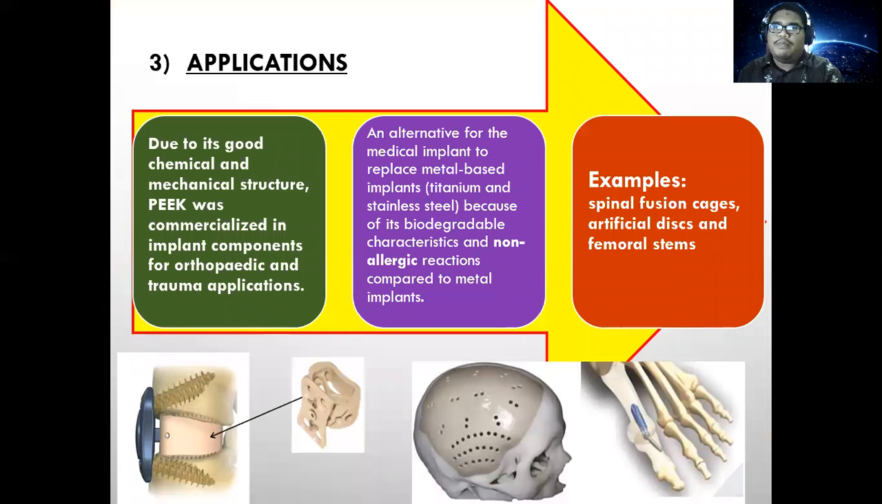The applications of PEEK. Due to its good chemical and mechanical structure, PEEK was commercialized in implant components for orthopedic and trauma applications. It is an alternative for medical implants to replace metal-based implants such as titanium and stainless steels because of its biodegradable characteristics and non-allergic reactions compared to metal implants. Examples of PEEK used in the orthopedic and medical field are spinal fusion cages, artificial discs, and femoral stems.